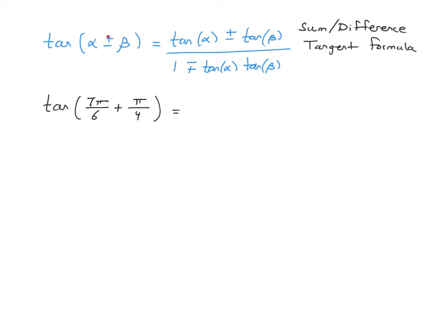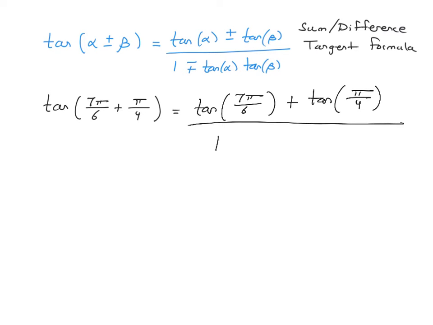So if you're adding the two angles, it would be addition and subtraction. And if you're subtracting the two angles, it would be subtraction and addition. So here we're adding, so it'll be addition and subtraction. So let's plug this information into this formula. What we get is tangent of 7 pi over 6 plus tangent of pi over 4, and that's all divided by 1 minus tangent of 7 pi over 6 times tangent of pi over 4.